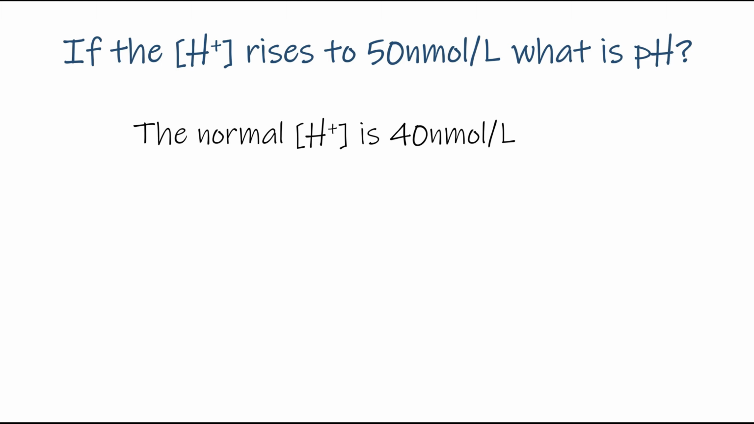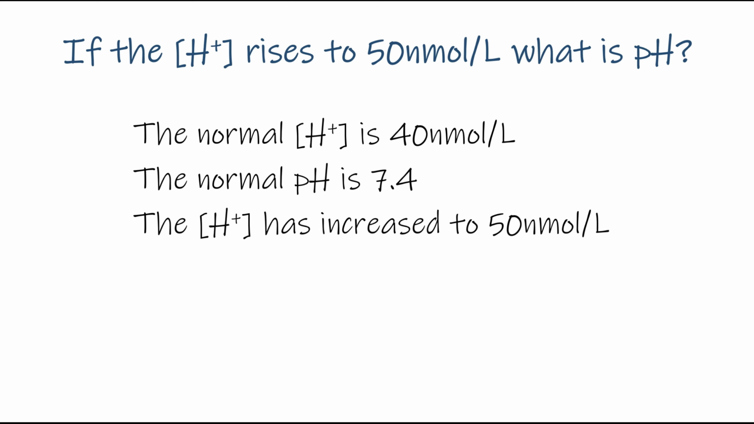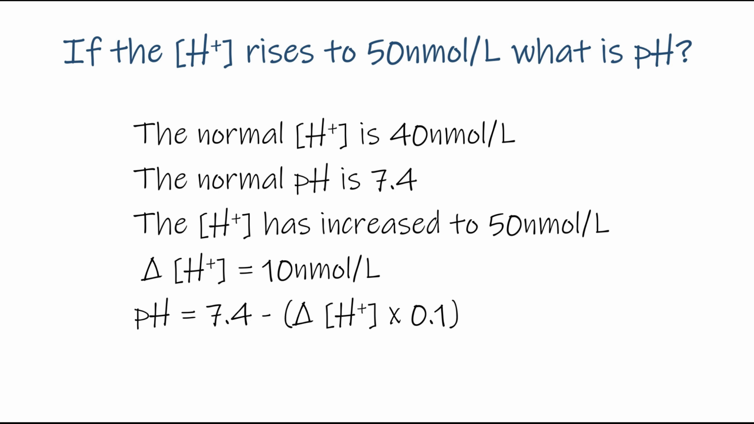Normal hydrogen ion activity is 40 nanomoles per liter and the normal pH is 7.4. These directly correlate. In this situation, the hydrogen ion activity has increased to 50 nanomoles per liter. That's a change in hydrogen ions by 10 nanomoles per liter. The pH is 7.4 minus the change in hydrogen ions multiplied by 0.01, and that answer is 7.3.